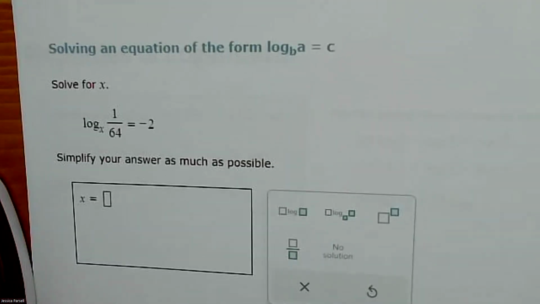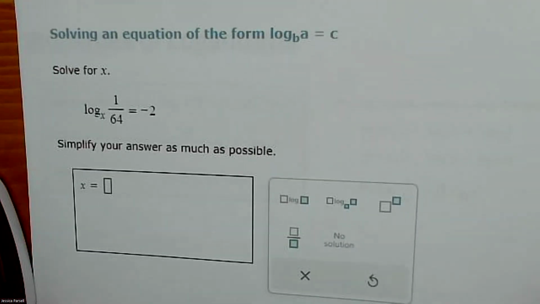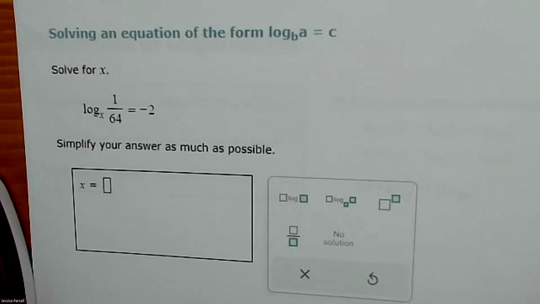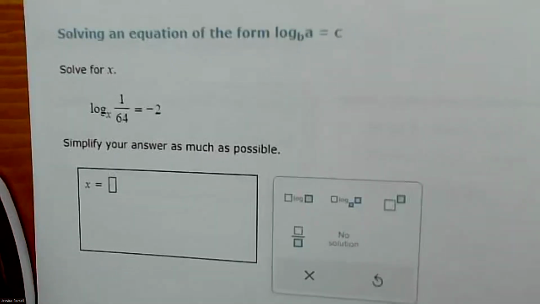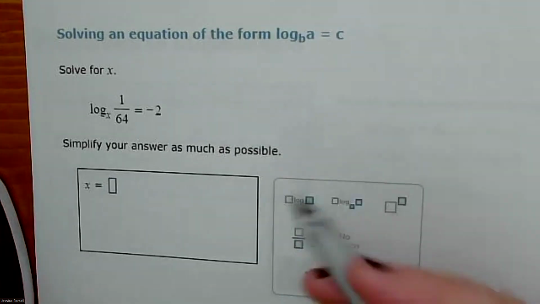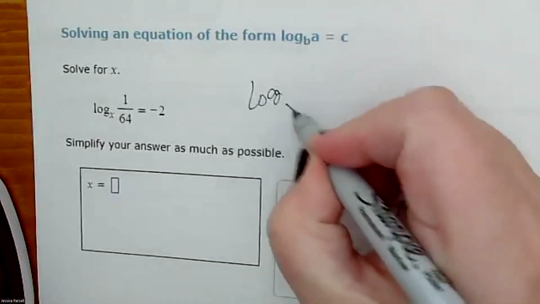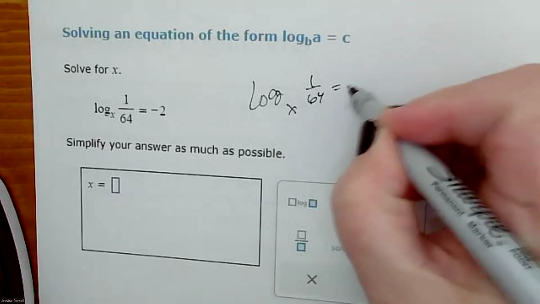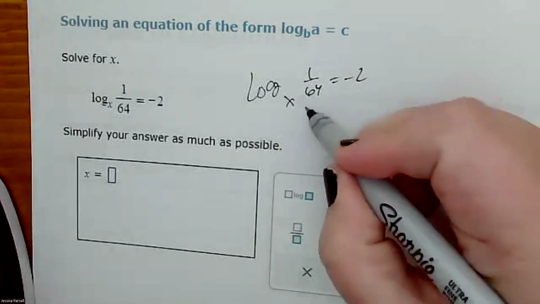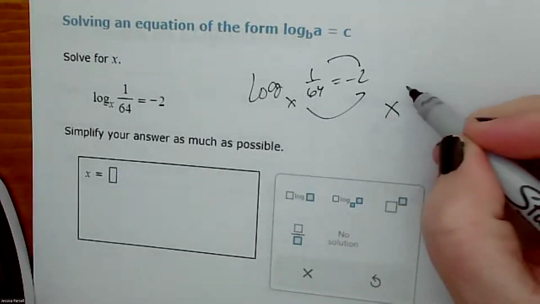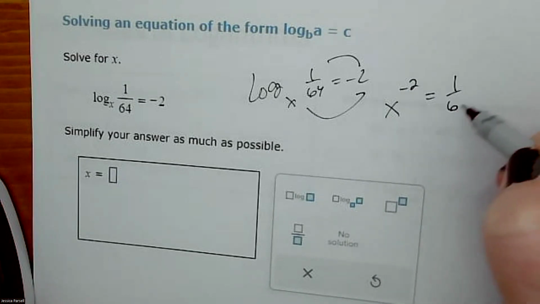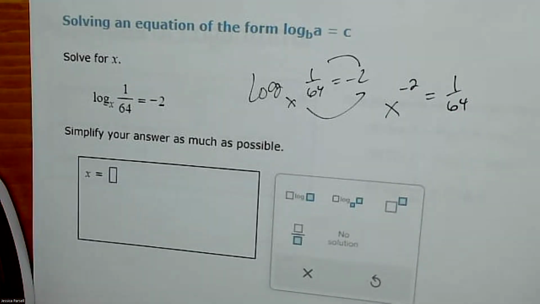Okay, what is this? Solving an equation in the form of log base b of a equals c. Okay, again, we've got similar problem here. Don't be freaked out that it's a fraction. Let's rewrite this. Log base x of 1 over 64 equals -2. So you're actually saying to yourself, x to the -2 power equals 1 over 64.